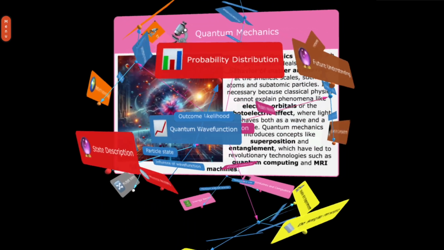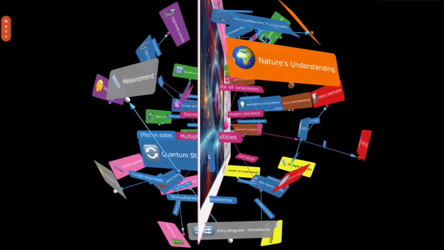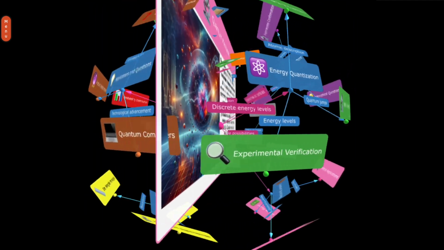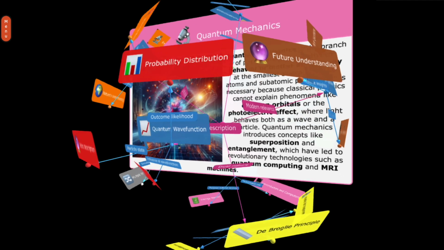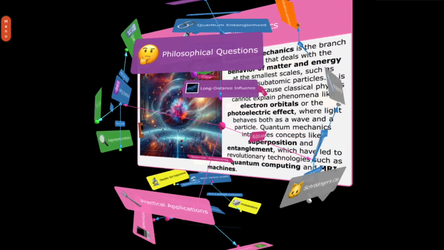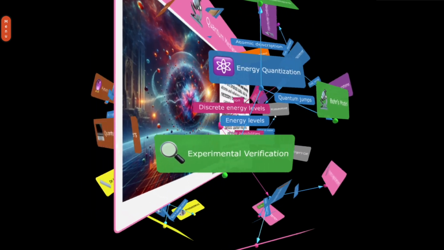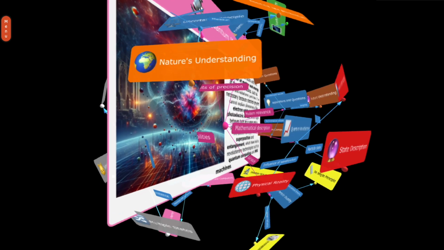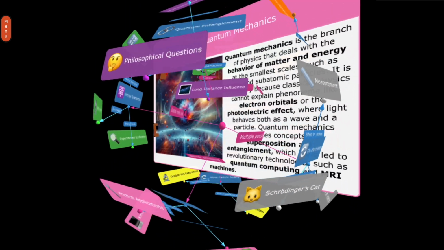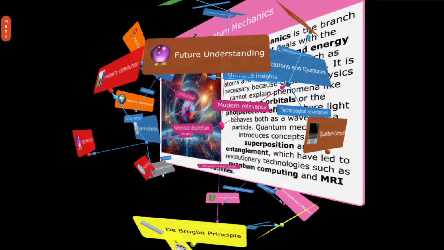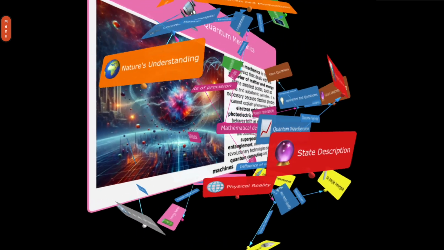Quantum mechanics is the branch of physics that deals with the behavior of matter and energy at the smallest scales, such as atoms and subatomic particles. It is necessary because classical physics cannot explain phenomena like electron orbitals or the photoelectric effect, where light behaves both as a wave and a particle. Quantum mechanics introduces concepts like superposition and entanglement, which have led to revolutionary technologies such as quantum computing and MRI machines.